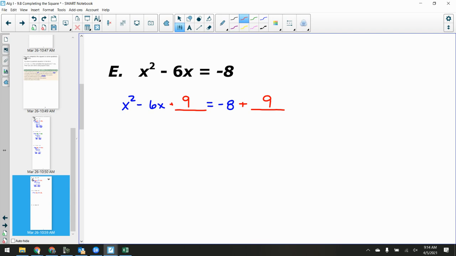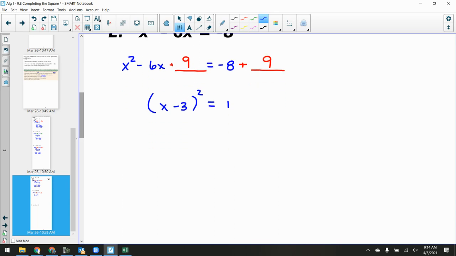All right, so that gets me x minus 3 squared is equal to positive 1. Well, what happens when I square root 1? Just 1, plus or minus 1, right? So x minus 3 is equal to plus or minus 1, positive 1 or negative 1. So again, create my two little equations. X minus 3 is positive 1, x minus 3 is negative 1. I add the 3 to get a 4. I add the 3 to get a 2.